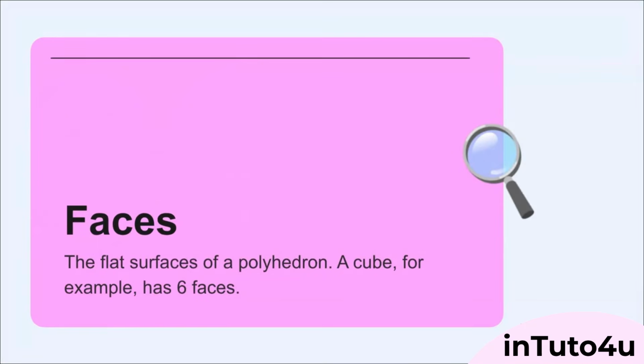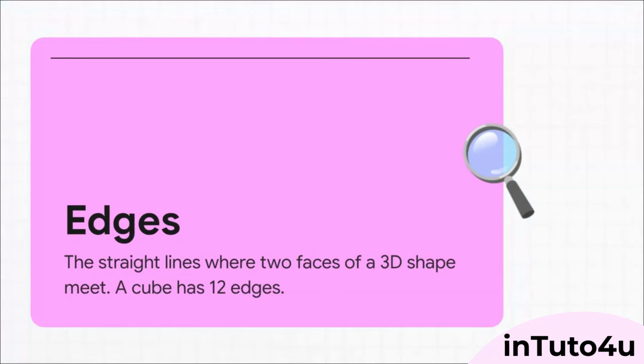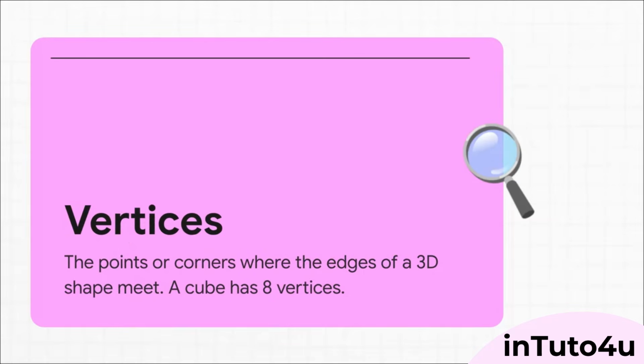First up, we've got faces. Super simple. These are just the flat surfaces of the shape. A regular six-sided die, which is just a cube, is the perfect example. It's got 6 flat faces. Easy enough, right? Next are the edges. An edge is just that straight line where two faces come together. If we stick with our cube example, you can count them up. It has exactly 12 edges. And finally, vertices. A vertex is just a fancy word for a point, or a corner where all the edges meet. Our trusty cube has 8 of them. So there you have it. Faces, edges, and vertices. Those are our building blocks.